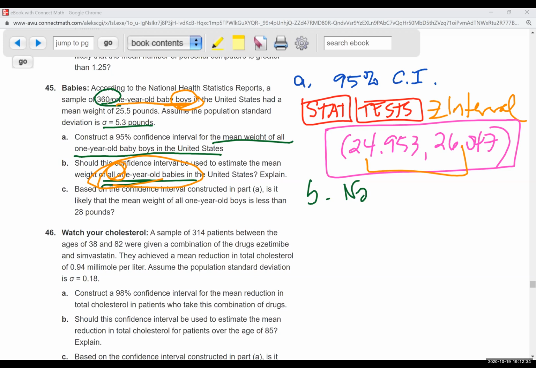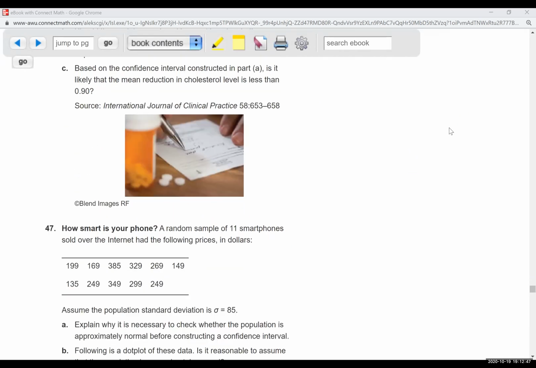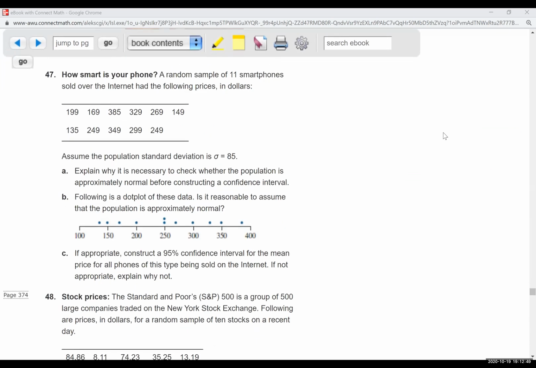No, our N is 360. Next problem. How about 47?